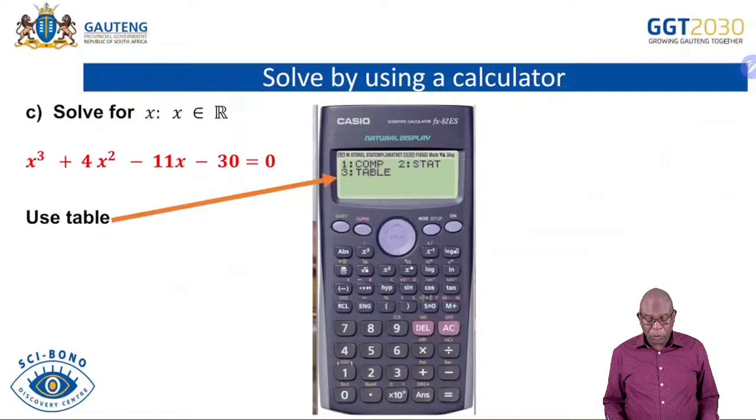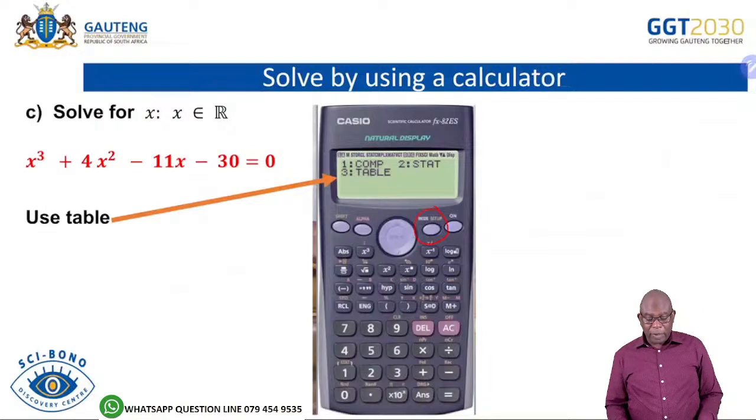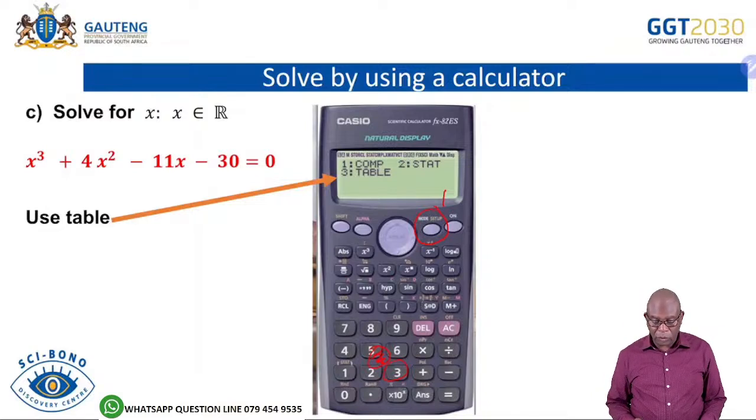First of all, what you do on a calculator, you make sure that it is on DEG mode. Then the first button that you press will be the mode setup. So you go to mode setup, then you click on the number 3. Then from there, your calculator is now going to give you f of x.